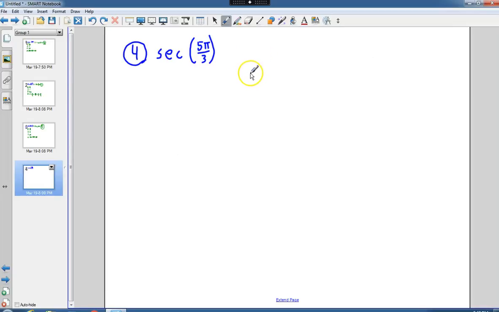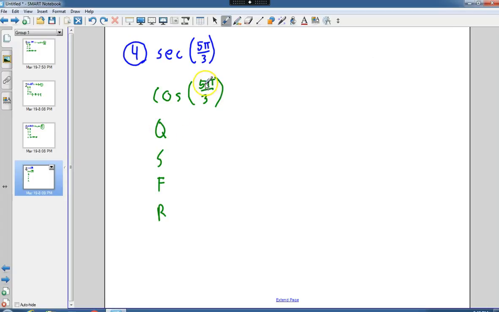All right, moving along, our last problem here, we're asked to find the exact value for the secant of 5 pi over 3. The hint on the gift was to think of the reciprocal value. Since secant is the reciprocal of cosine, I'm going to find the exact value for cosine of 5 pi over 3, and then once I have that, I can quickly calculate what my secant of 5 pi over 3 is.